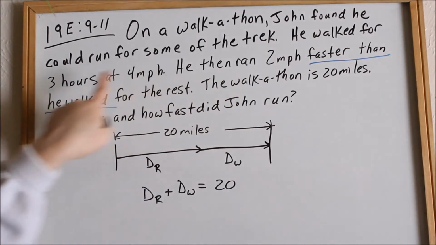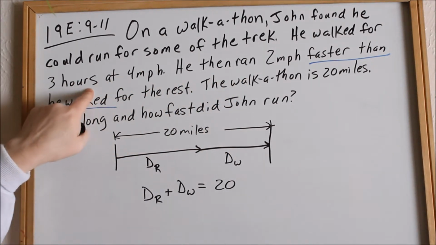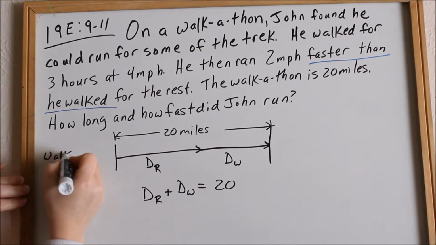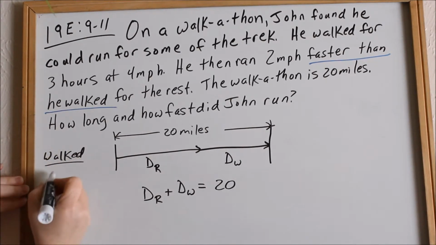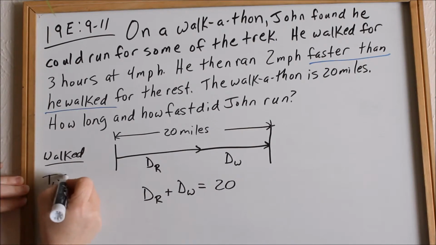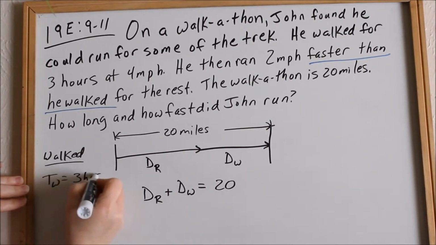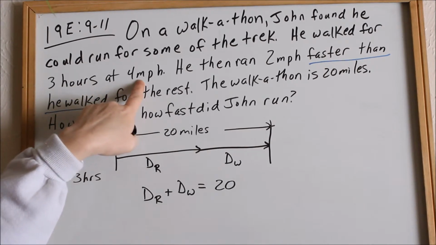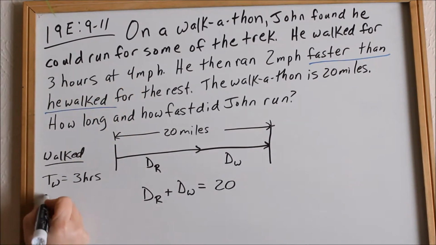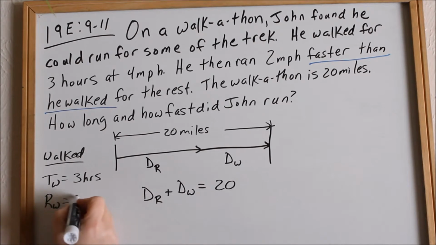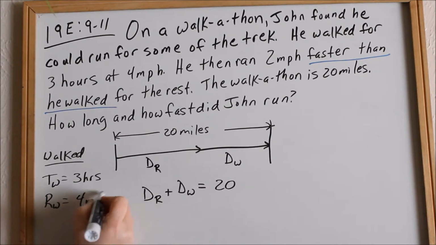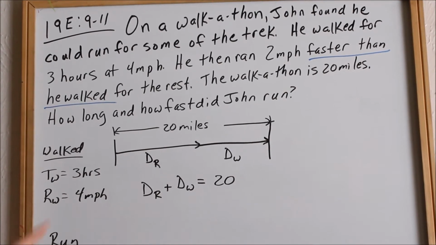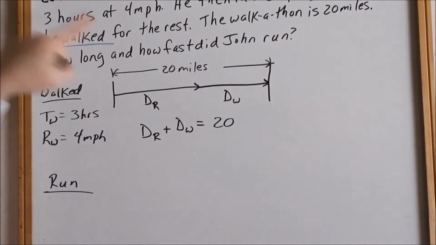If I go back, it says he walked for 3 hours. So the information on how he walked: the time that he walked was 3 hours, and the rate that he walked was 4 miles an hour. Okay, so let's see if we can find the information about how he ran.